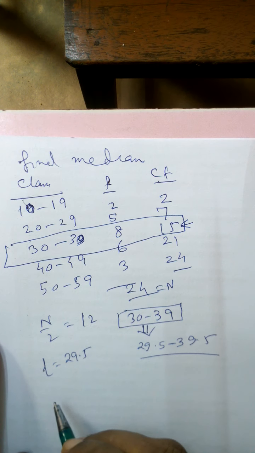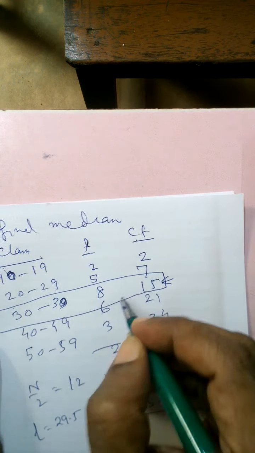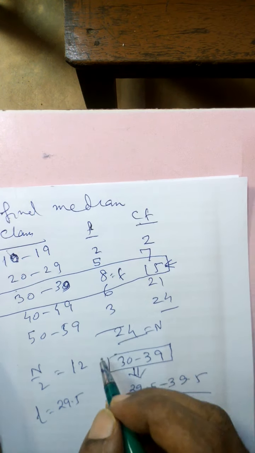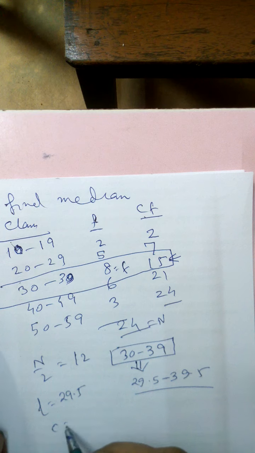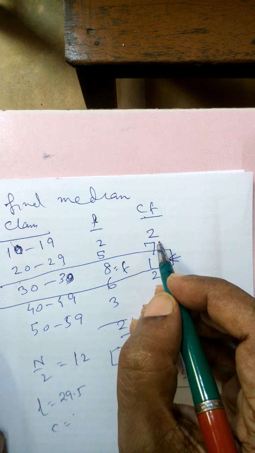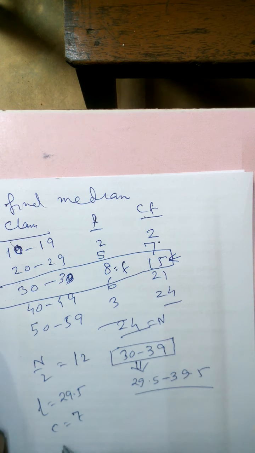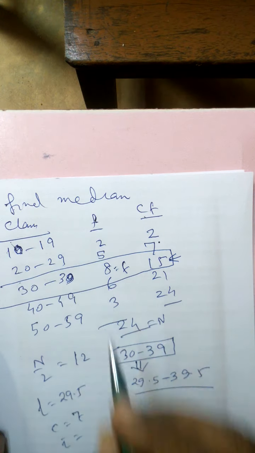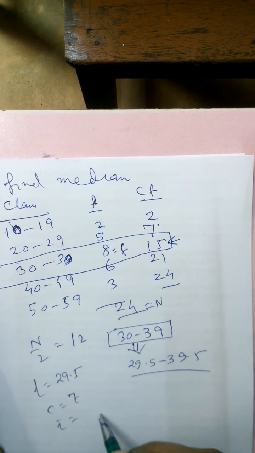Now you have the class boundary, L is 29.5. Now you notice, what is the frequency of the class? Frequency of the class is 8. And what is the cumulative frequency of the preceding class? That is 7. So C is 7. The interval of the class is 10.